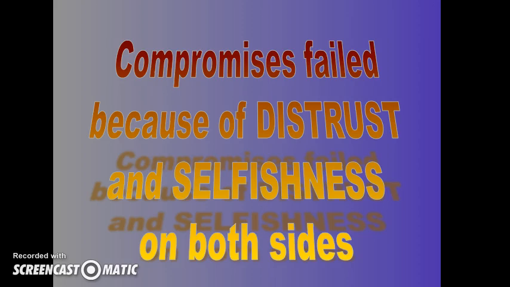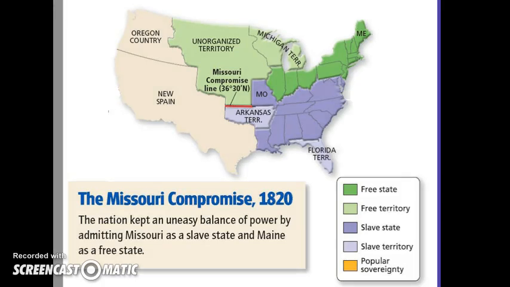A number of compromises, and I could dig into more of these, but really we're going to focus on how both sides just did not keep compromising. We looked at compromises earlier this year in the Constitution period, but it just doesn't work anymore. The first one is called the Missouri Compromise. It's when, as you see here, Missouri goes from being just a random territory to becoming a state, and at the same time, Maine becomes a state.